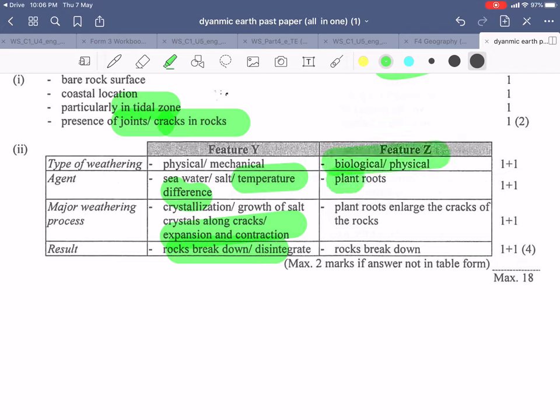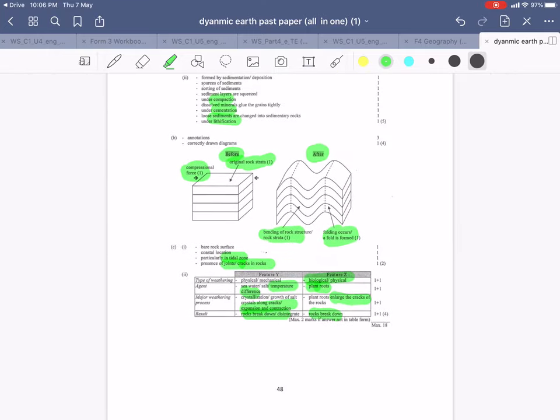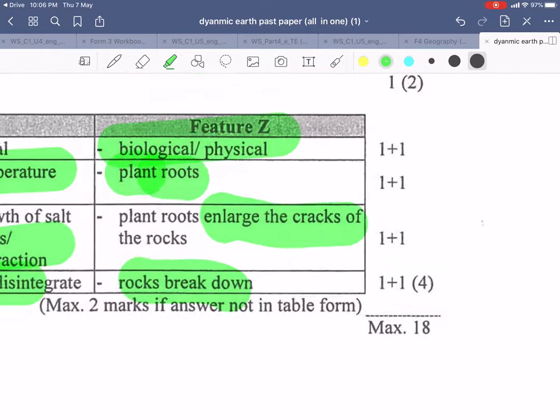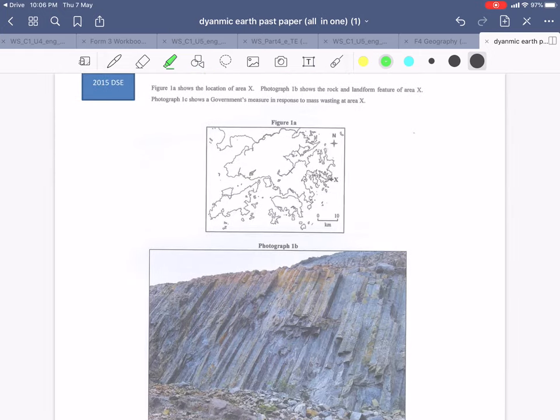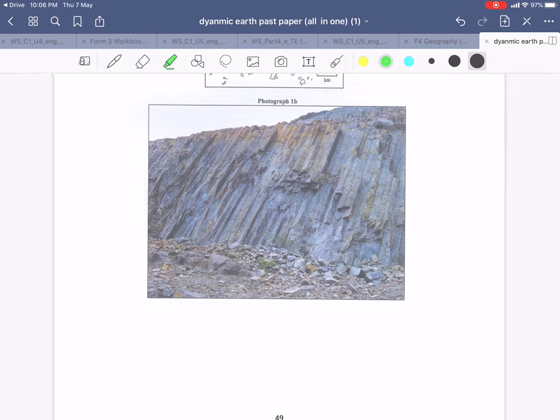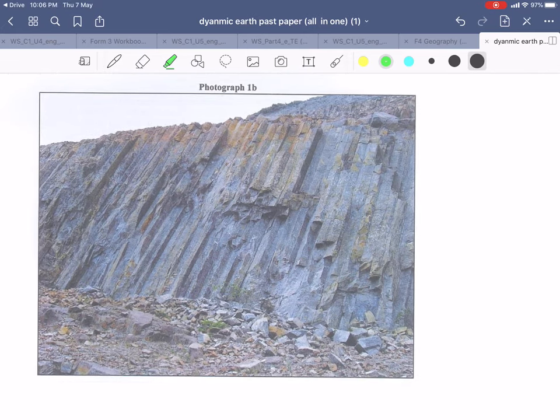Biological weathering: as I've said, there's a tree right there. This is biological weathering. You can see the pine roots penetrate into the cracks and enlarge the cracks. Finally, the rock breaks down. The only time biological weathering is asked is right here. But actually, as I've said, it is not really a separate thing. We just have biotic physical weathering and biotic chemical weathering.